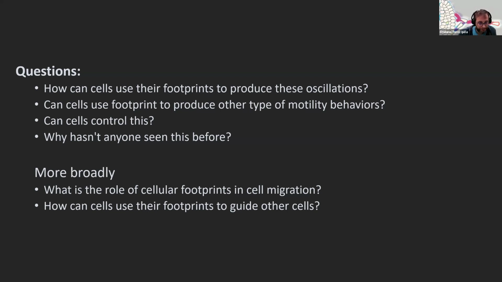And more broadly, if footprint can change the way that cells behave, it would be interesting to understand what is the role of cellular footprint in cell migration. And for example, we can ask the question, can cells leave a footprint so other cells can follow them using, of course, the footprint?